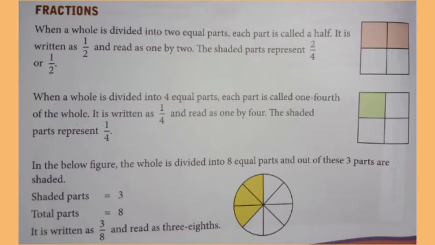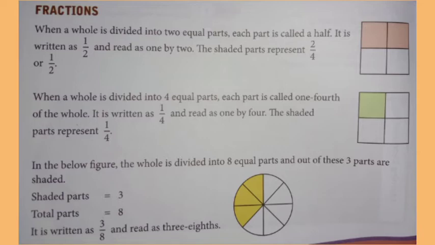Fractions: when a whole is divided into two equal parts, each part is called a half. It is written as 1/2 and read as 1 by 2. The shaded parts represent 2/4 or 1/2. When a whole is divided into four equal parts, each part is called 1/4 of the whole. It is written as 1/4 and read as 1 by 4. The shaded parts represent 1/4.